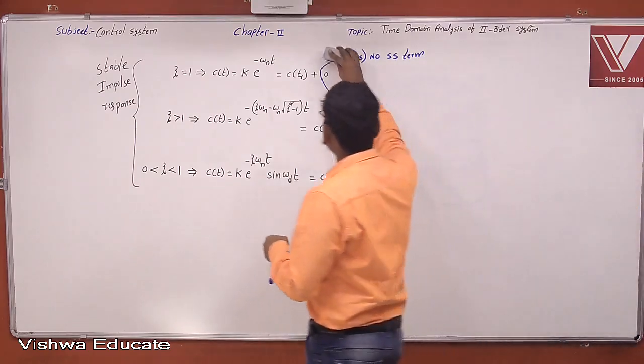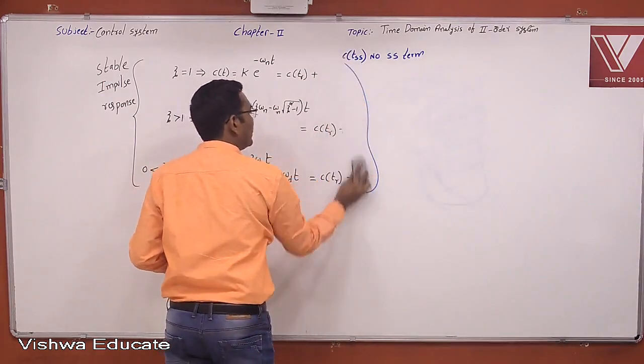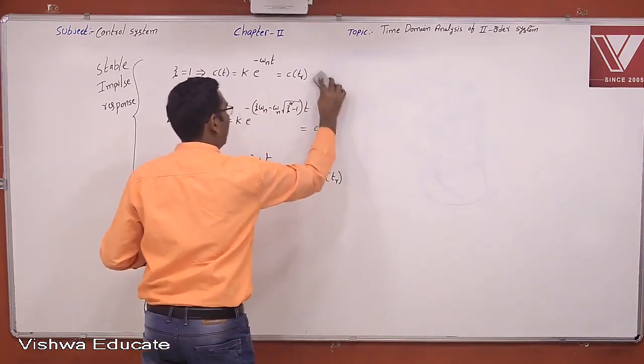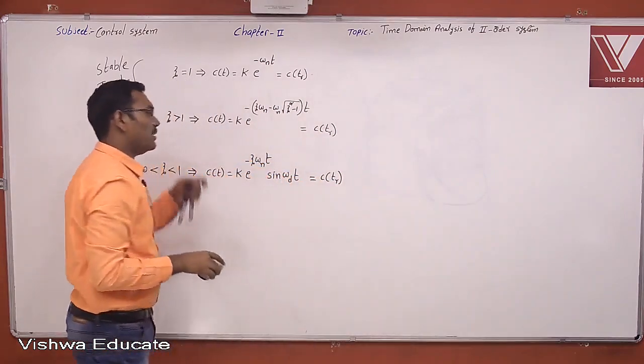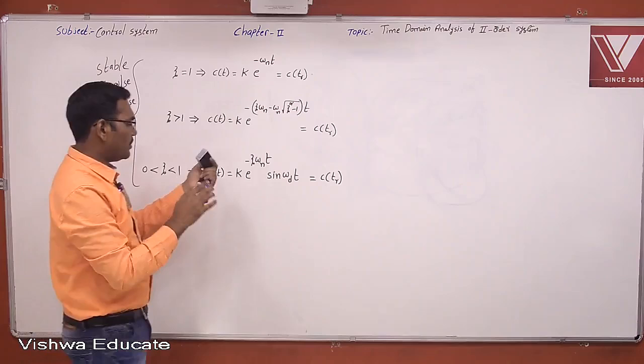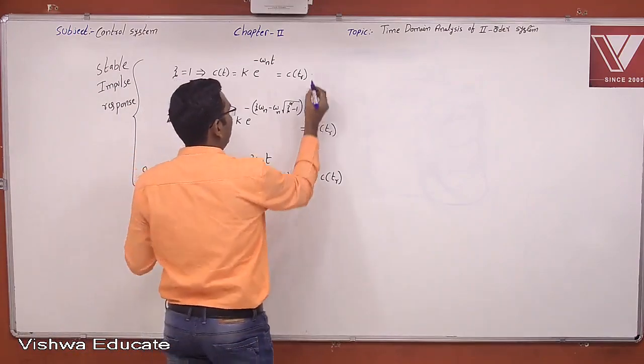Okay. Therefore, there is no steady state term. There is no steady state analysis for the impulse response. And you have to identify one more thing. The transient term always depends upon the system time constant. Is it right or not? Can I write like this?